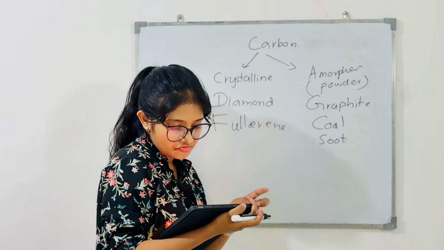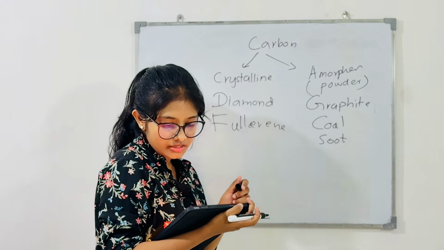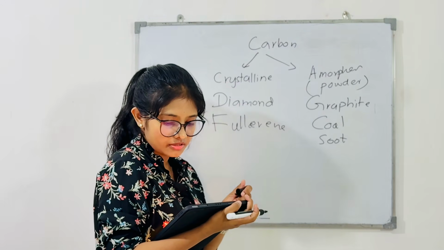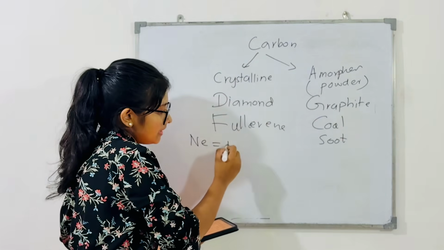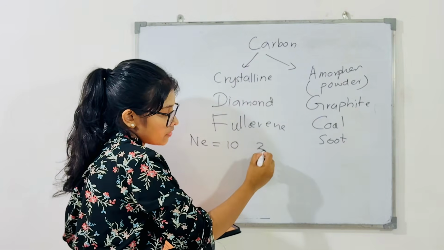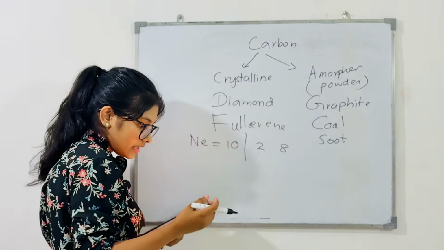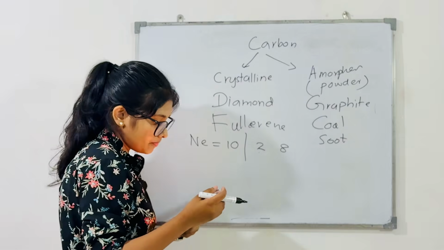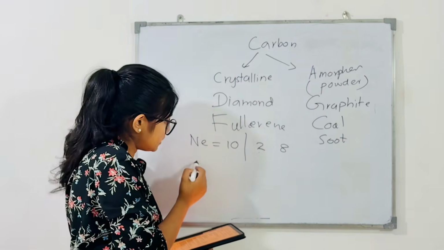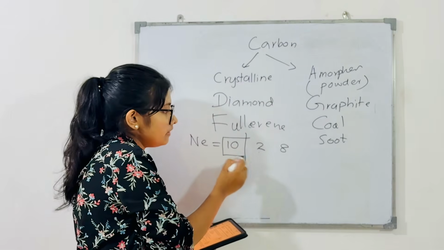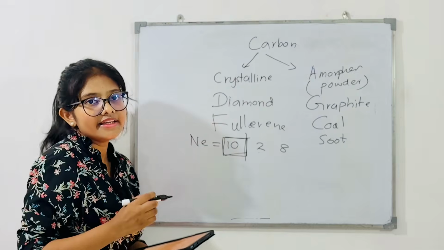Next up, the 25th question. The ion that shows an electronic configuration similar to the electronic configuration of neon. So the atomic number of neon is 10. You can write the electronic configuration as 2 and 8. They are asking which ion has the same electronic configuration. Then you need to find which ion has the same number of electrons.